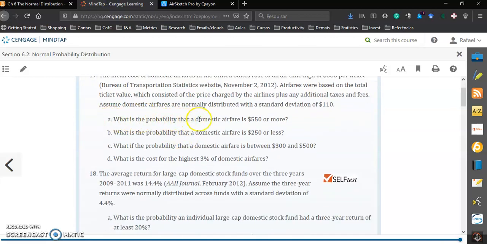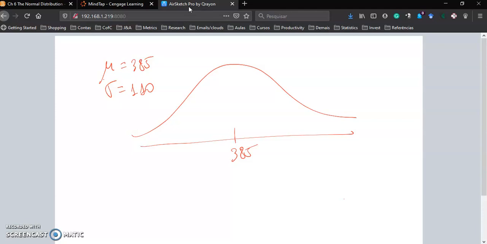What is the probability that the domestic airfare is $550 or more? So if I go back to drawing, I have to figure out whether this is the lower tail or the upper tail. Okay, so this is the upper tail. 550 is higher than 385. So I want to know the probability that an airfare ticket is higher than 550, based on the mean and standard deviation.